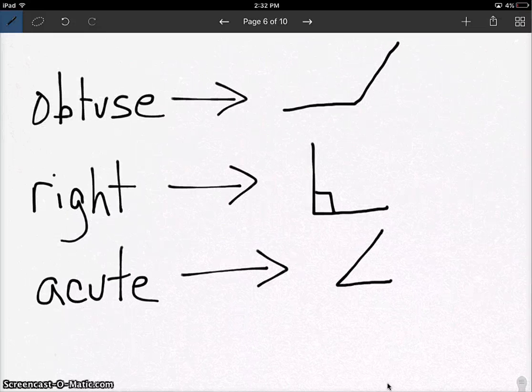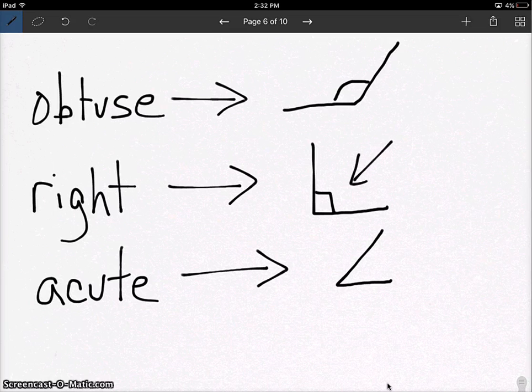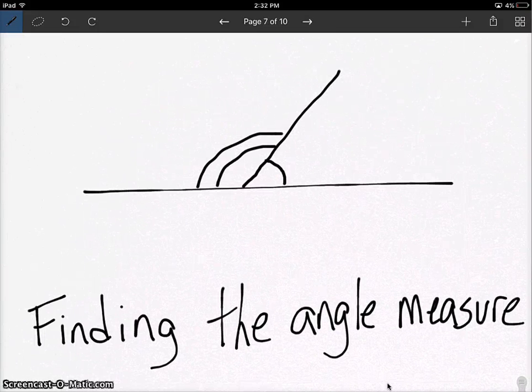Let's see what they kind of look like. An obtuse angle, like I said, look at how it opens really wide. It's leaning backwards. Right angle, always look for that little symbol right there, the little square. And an acute angle is obviously going to be this right angle closed up a little bit. So it's smaller than 90 degrees. That means that it is an acute angle.